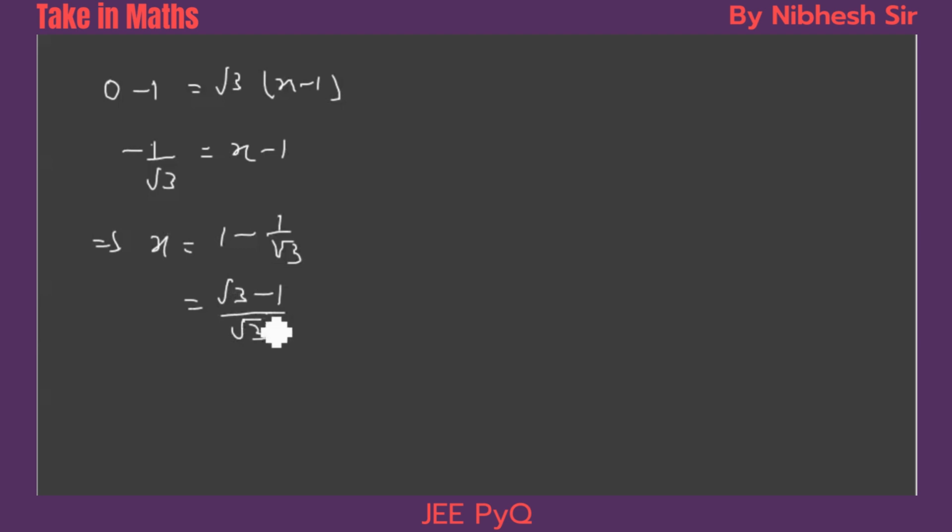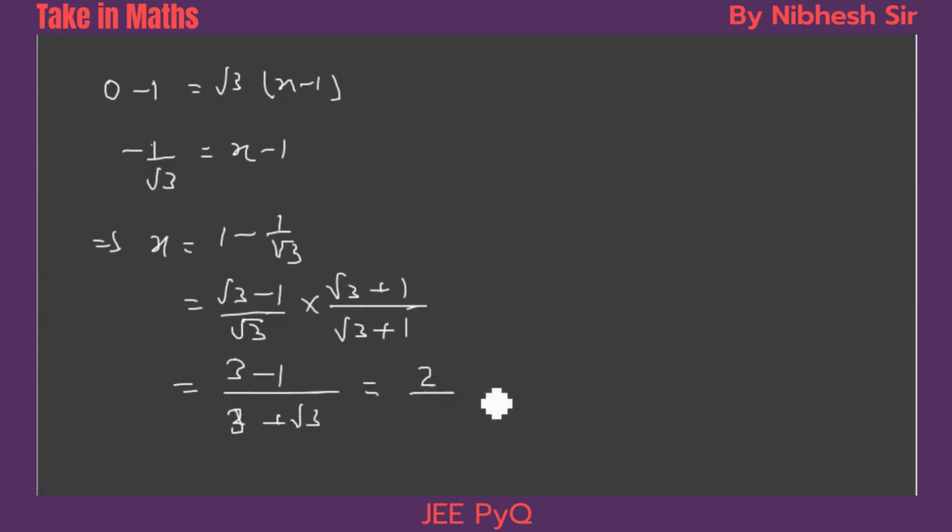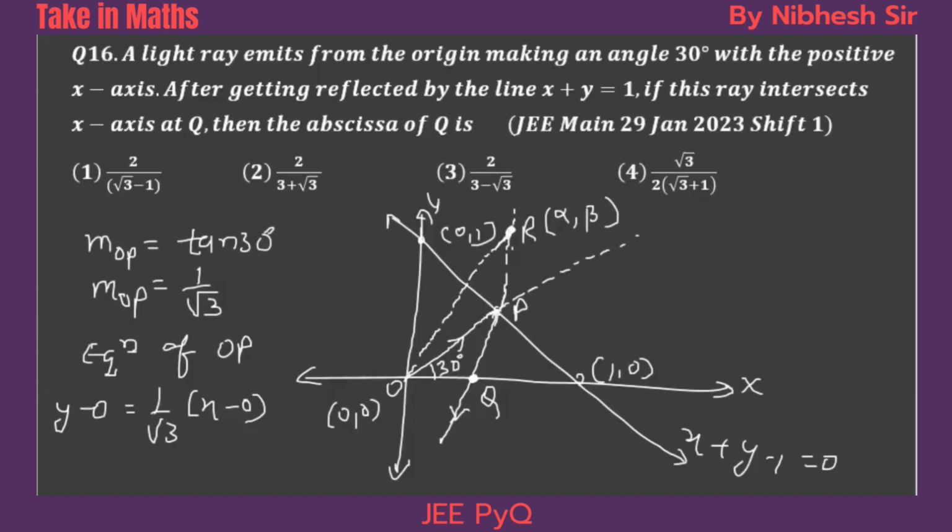Just rationalizing, because you will not find exactly this in the options, so you need to simplify this. Multiply by root 3 plus 1 by root 3 plus 1, and using (a minus b)(a plus b), we get 3 minus 1 divided by root 3 into root 3, which is 3, plus root 3. So this is 2 by 3 plus root 3. Now if you see the options, you will get 2 by 3 plus root 3. So the correct option is the second option.